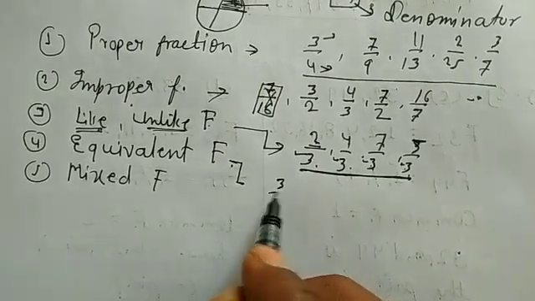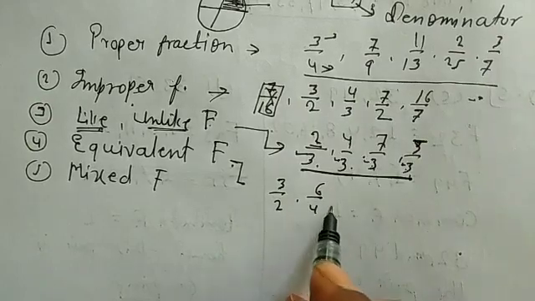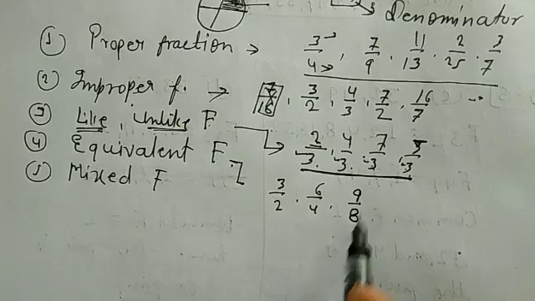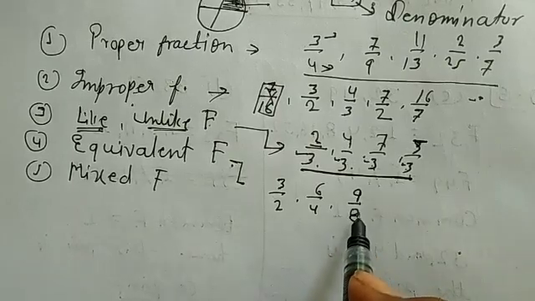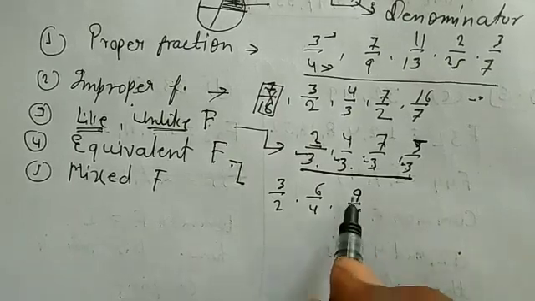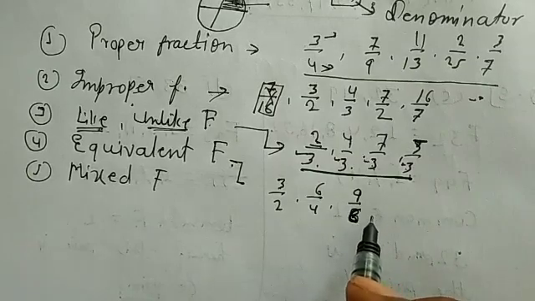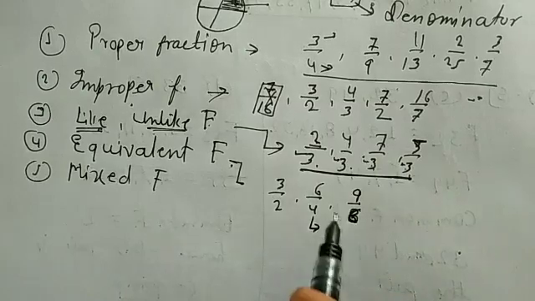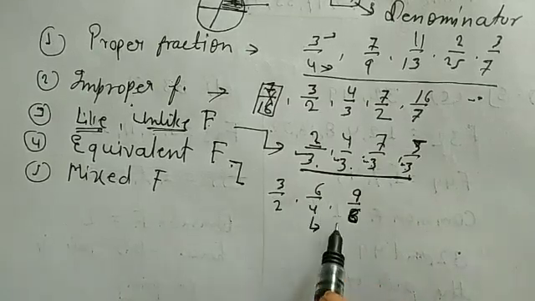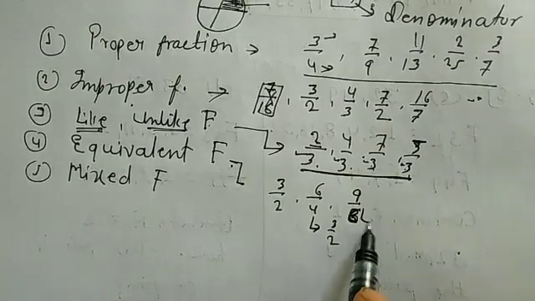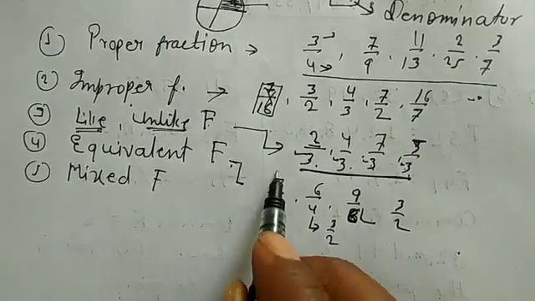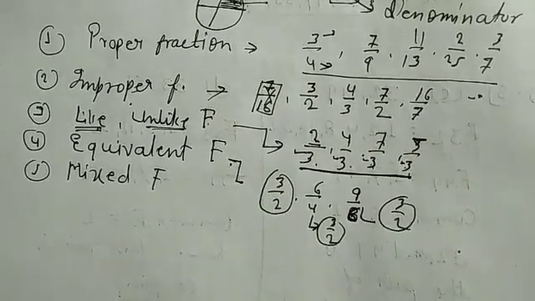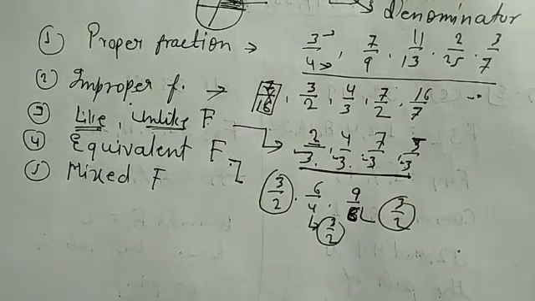Suppose these are 3 upon 2, 6 upon 4, 9 upon 8, and 9 upon 6. Such types of fractions are called equivalent fractions. If we convert this into its simplest form, this will be 3 upon 2, and this will also be 3 upon 2, meaning the fractions have the same value. They are called equivalent fractions or equal fractions.